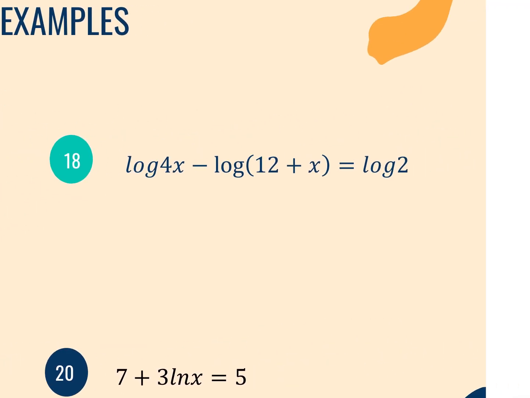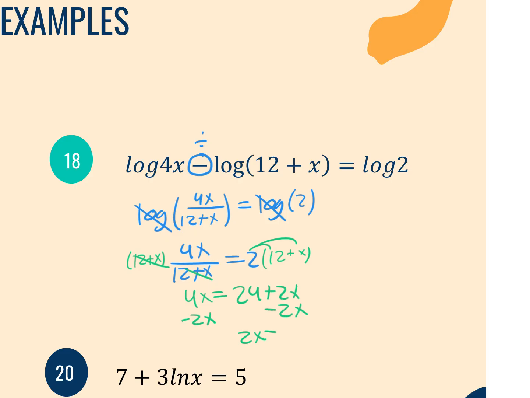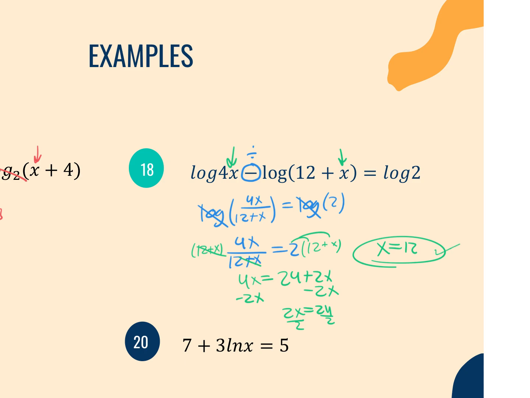This one is very similar to what we did before. The minus in between these two logs represents division. So this is going to be log of 4x over (12 plus x) equals log of 2. Then you can cancel out these two logs, and you're left with 4x over (12 plus x) equals 2. To get rid of that 12 plus x on the bottom, I would multiply by 12 plus x on both sides, and then cancel. You're left with 4x equals, distributing that 2, 24 plus 2x. Subtract 2x on both sides, and you get 2x equals 24. Divide by 2 on both sides, and you get x equals 12. Once again, when you plug into those x's, you get positive numbers on the inside, so this is a valid solution.